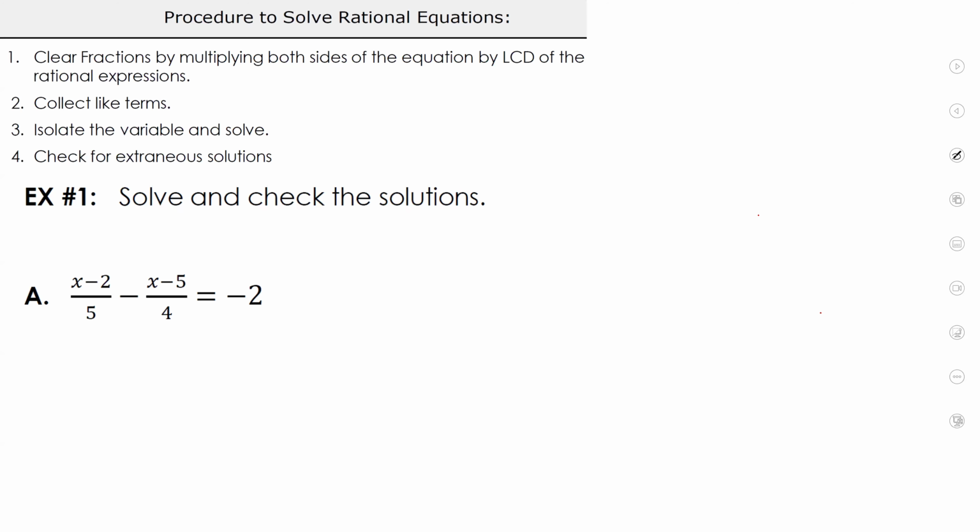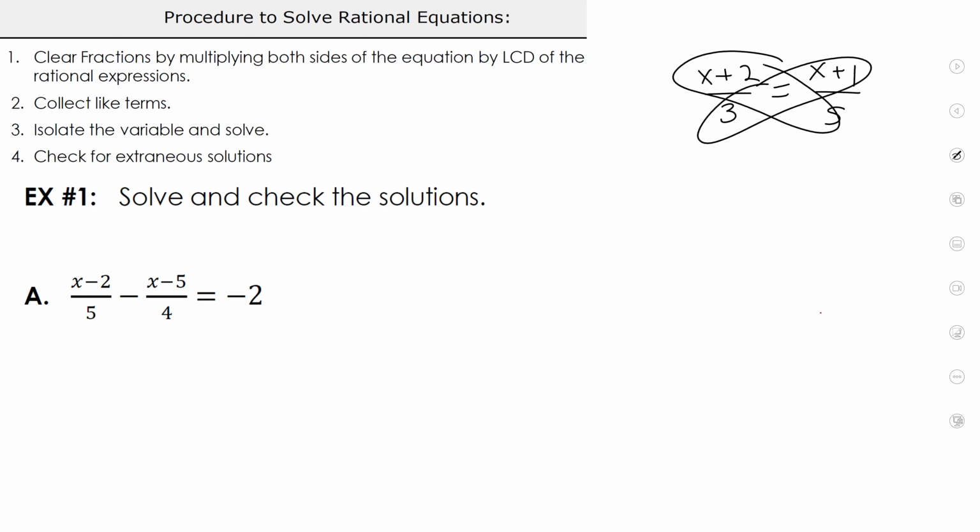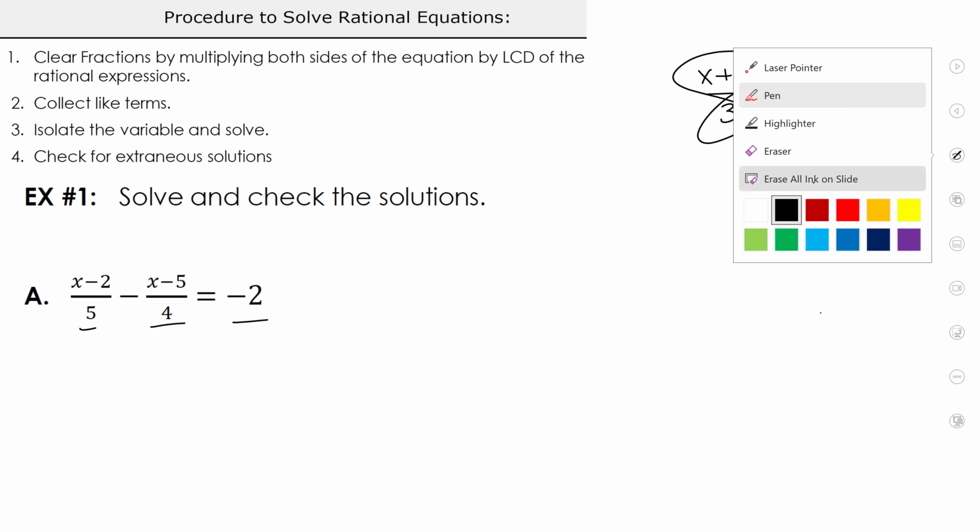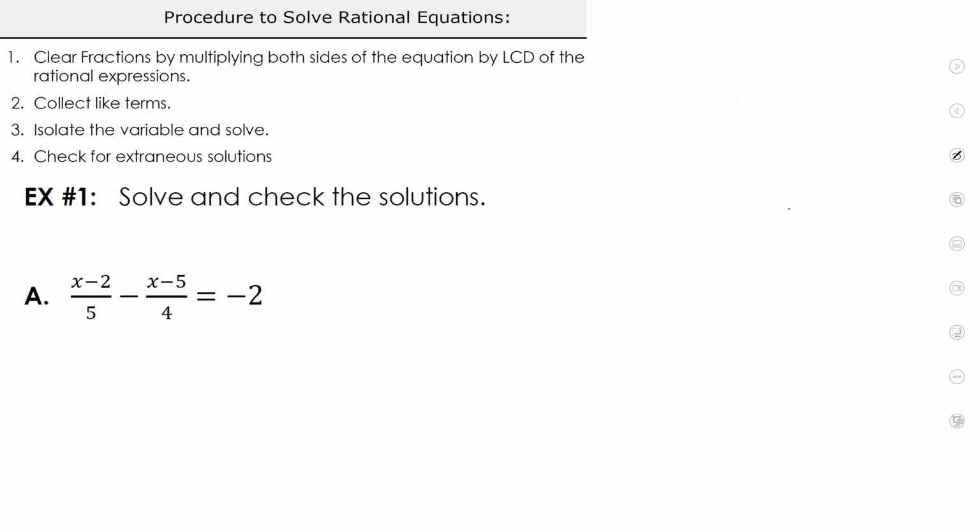So today we're going to learn how to solve rational equations. So guys, yesterday we did stuff like this, where you could just cross multiply. Here, we cannot cross multiply because we have more than two items, okay? So we cannot cross multiply here to solve. So when you cannot cross multiply, these are the steps.